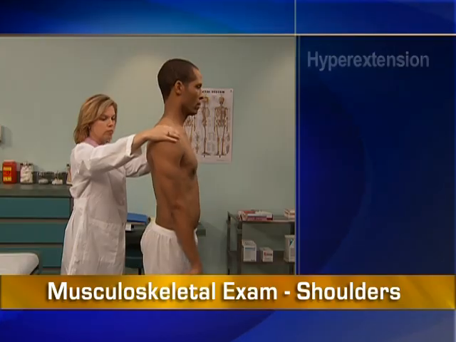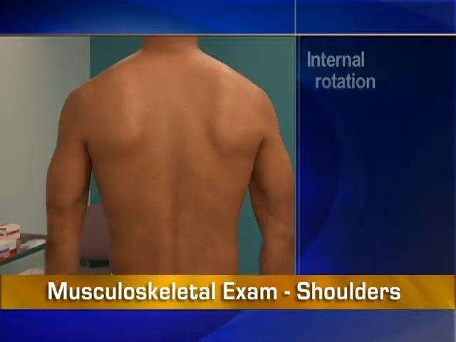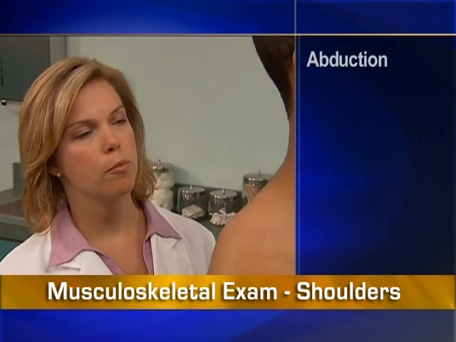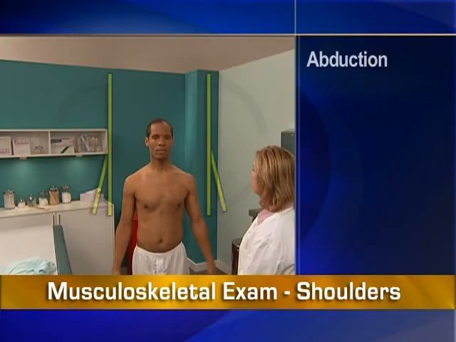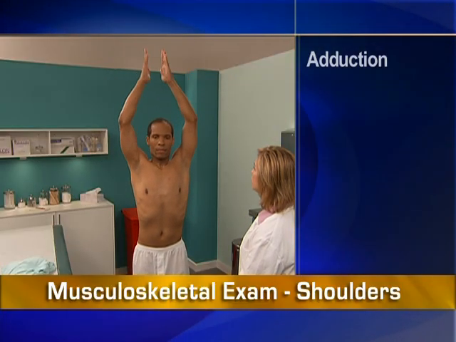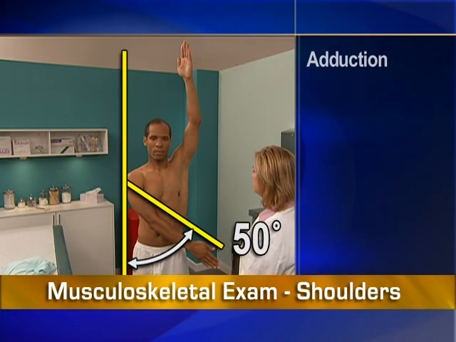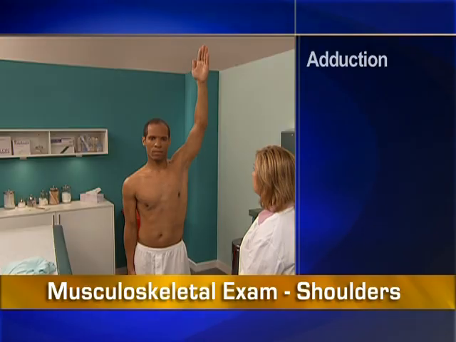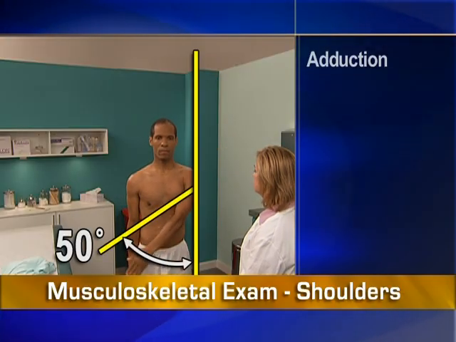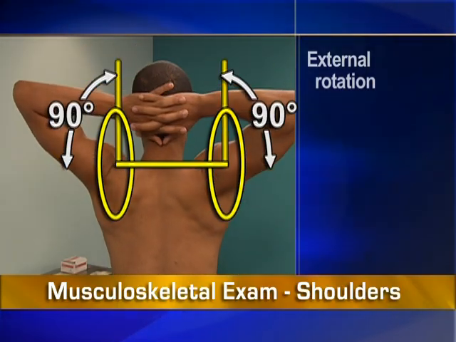Good. Now I'd like you to take your arms, reach behind your back, and try and touch your shoulder blades with your hands. Internal rotation of 90 degrees. Good. Now take both arms, raise them up above your head, and put your palms together. Abduction of 180 degrees. Now take your right arm. As you lower it, sweep it across the front of your body as far as you can. Adduction of 50 degrees. Good. And the left. Good. And external rotation of 90 degrees.